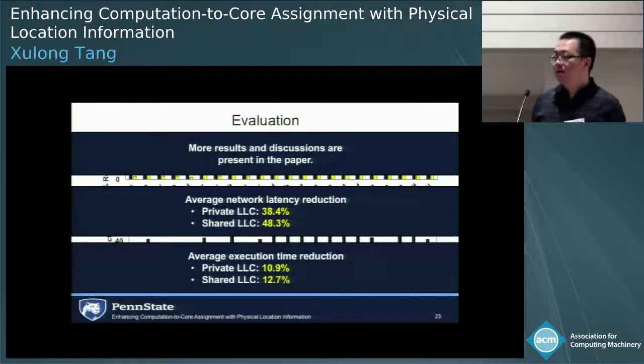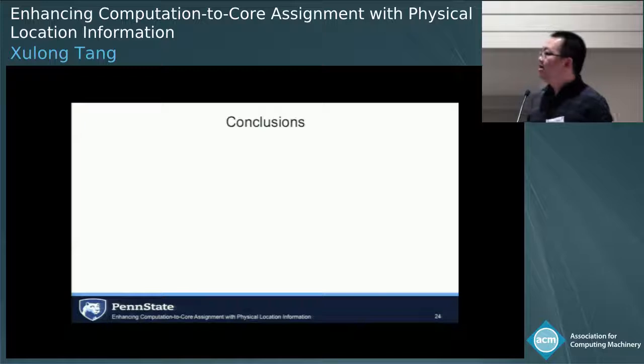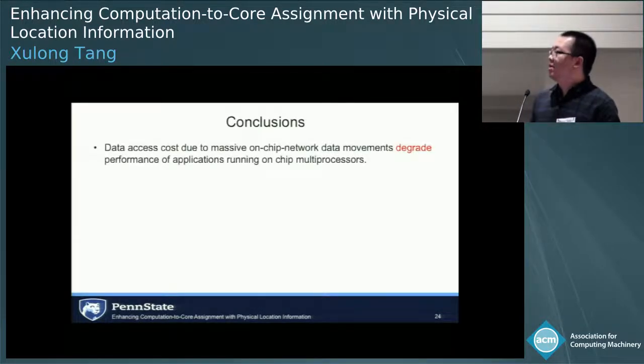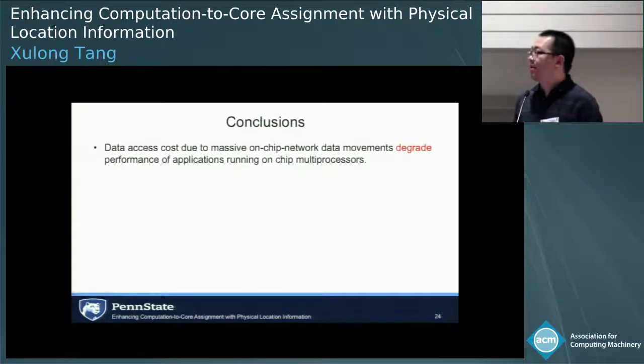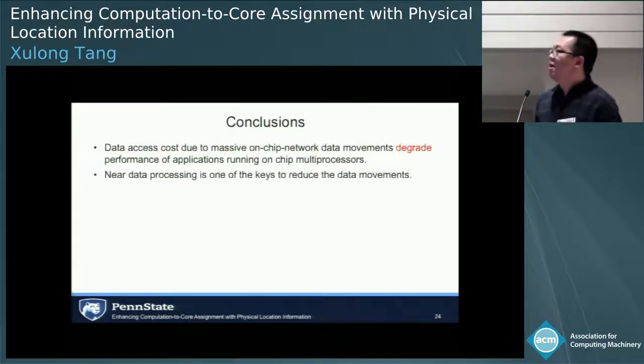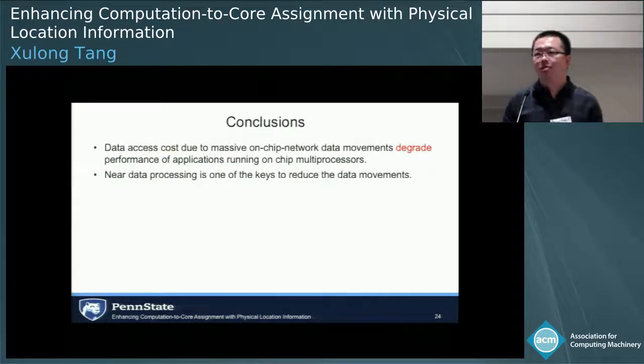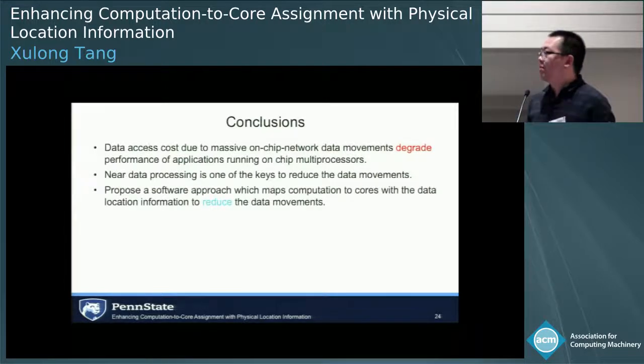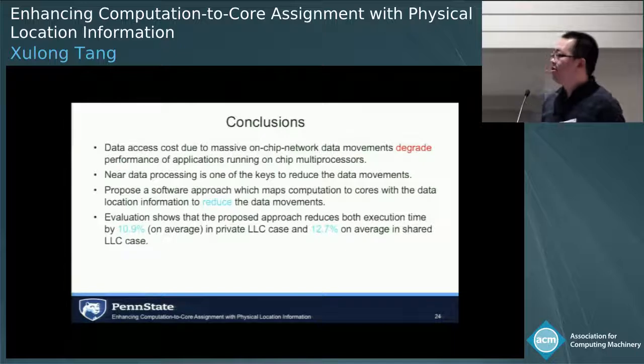For more results and discussion, you can refer to the paper. Coming to conclusions, in this paper, we see that data access cost due to the massive on-chip data movement degrades the performance of parallel applications running on manycore systems. And near data processing is one of the keys to alleviate this problem. So we propose a software approach that maps the computation using information about the data location to minimize the data movement on the on-chip network. The evaluation shows that our approach can effectively reduce the on-chip network data movement in both the private LLC system and the shared last level cache system.